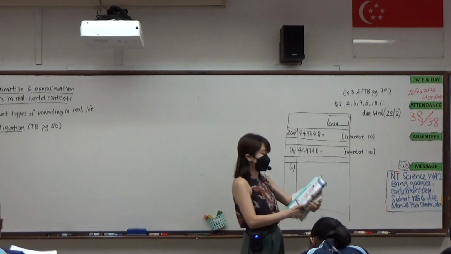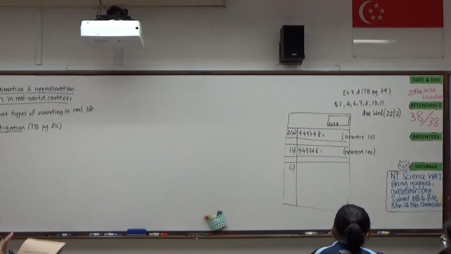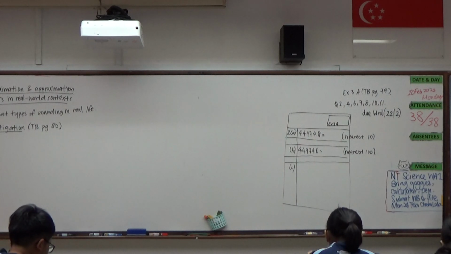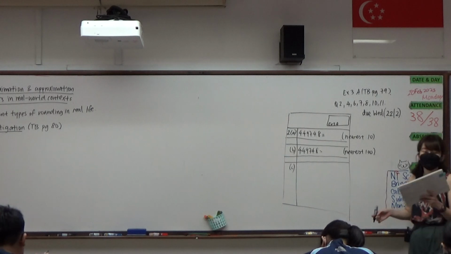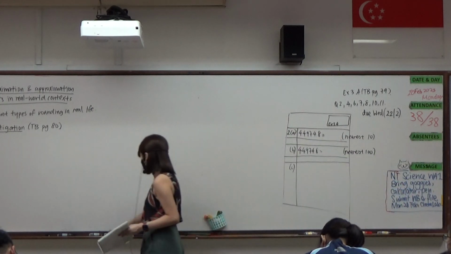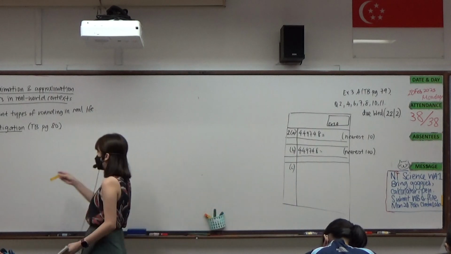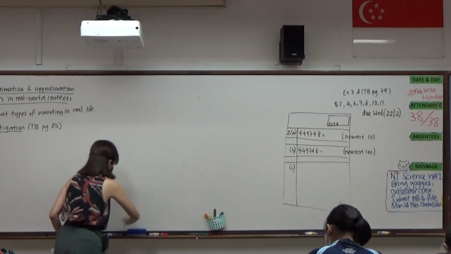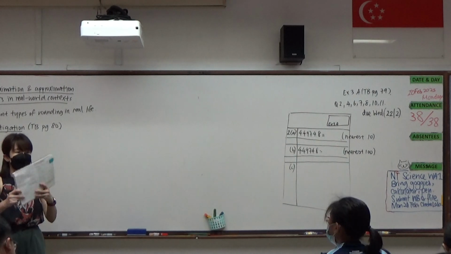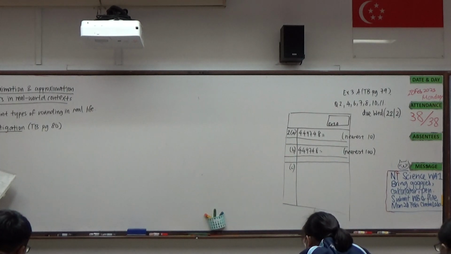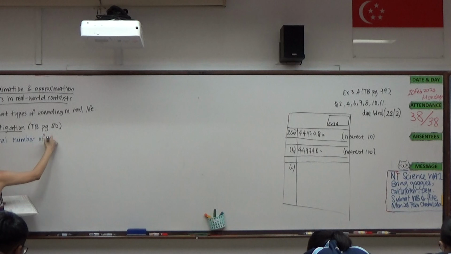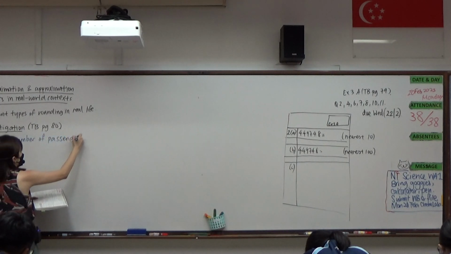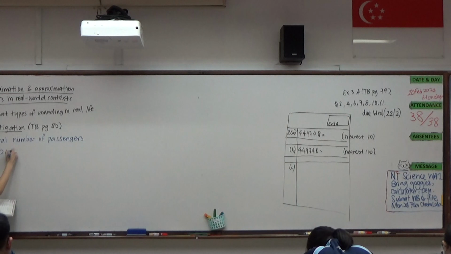First question says that suppose 215 students and 5 teachers are going for an excursion by bus, and each bus can only carry 30 passengers. How many buses will be required? What will you do first? What will you do to find out your answer? Elise. 215 plus 5. So that is actually finding out the total number of passengers, right? So that will be 215 plus 5, 220.